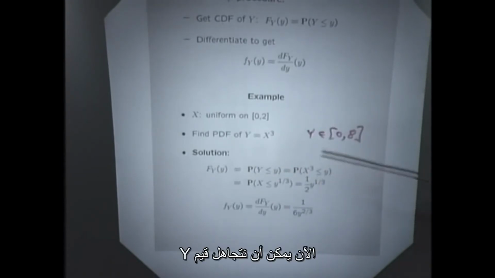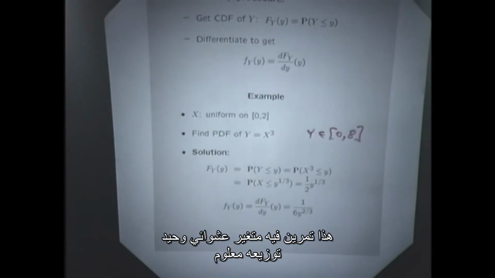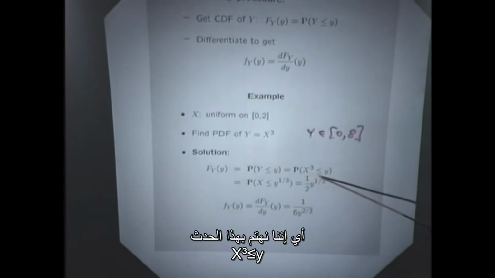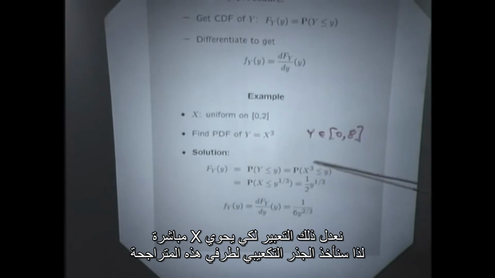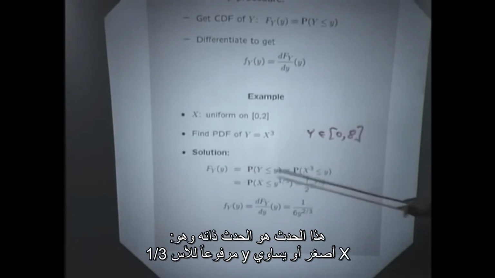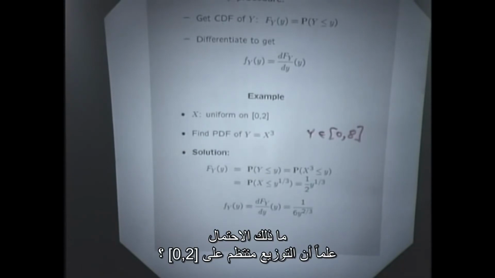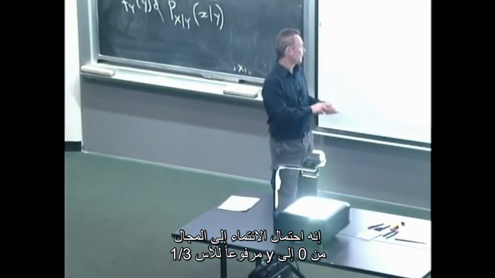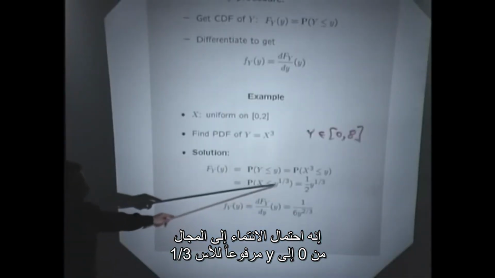So now we can forget about y's. It's just an exercise involving a single random variable with a known distribution, and we want to calculate the probability of some event. So we're looking at this event, x cubed being less than or equal to y. We massage that expression so that it involves capital X directly. So let's take cubic roots of both sides of this inequality. This event is the same as the event that x is less than or equal to y to the 1/3. Now, with a uniform distribution on 0, 2, what is that probability going to be? It's the probability of being in the interval from 0 to y to the 1/3.